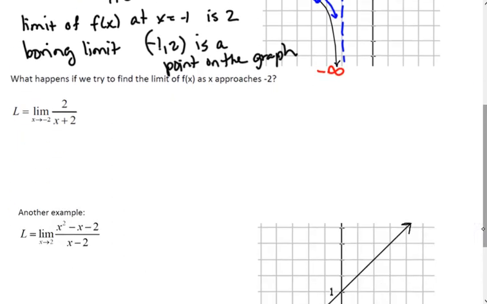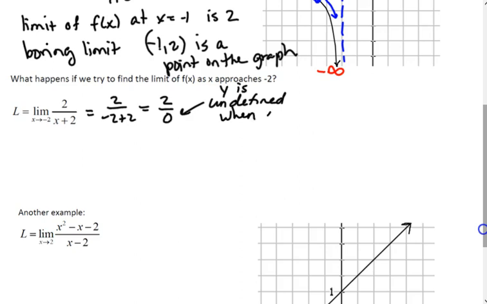Now what happens when we actually look at this limit? Well, when we put -2 in the function, we get 2 divided by 0. We know from before that that means y is undefined when x equals -2. So we can say as x goes to -2, y goes to positive or negative infinity.